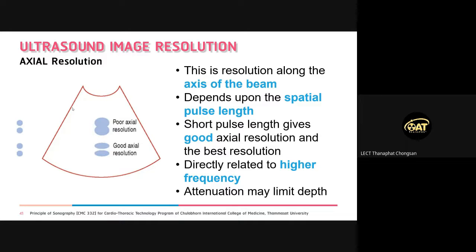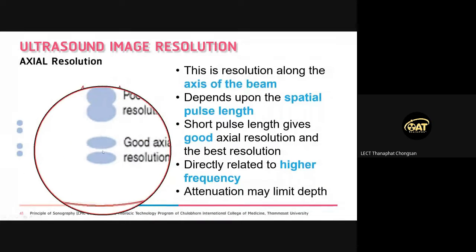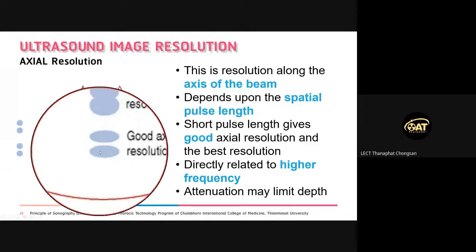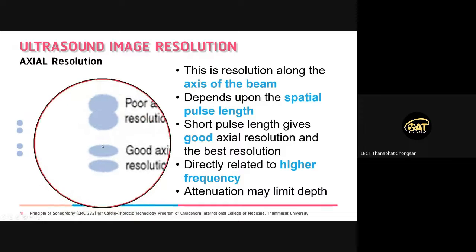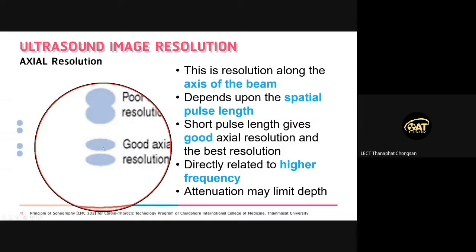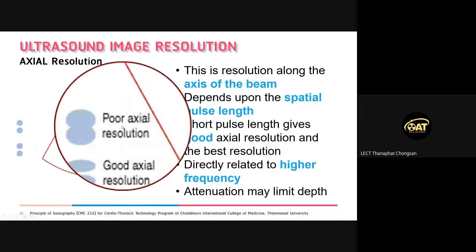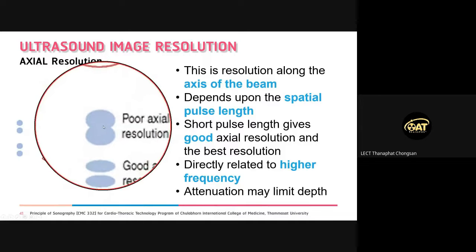Our images have good axial resolution when the image can separate one object from another. A good axial resolution can separate one object from another. In simple terms, good axial resolution can separate two objects. Poor axial resolution cannot separate two objects.